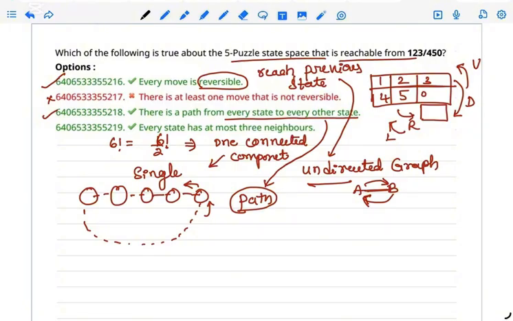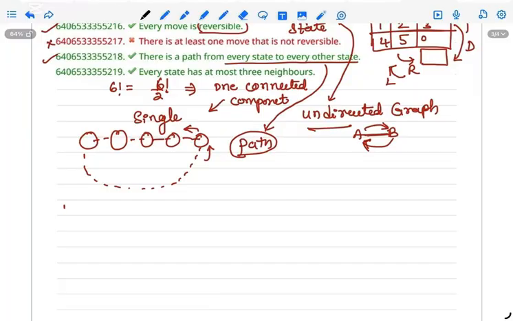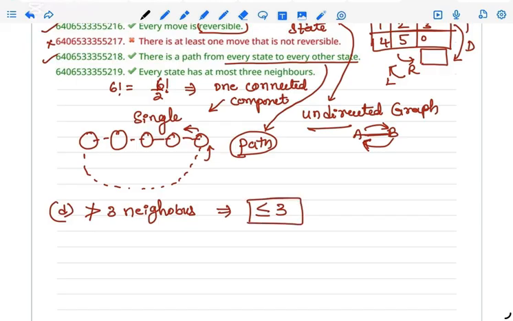Next, every state has at most 3 neighbors. For option D, at most means not greater than 3 neighbors. That means less than or equal to 3 neighbors. So the neighbors are equal to 3 or less than 3.